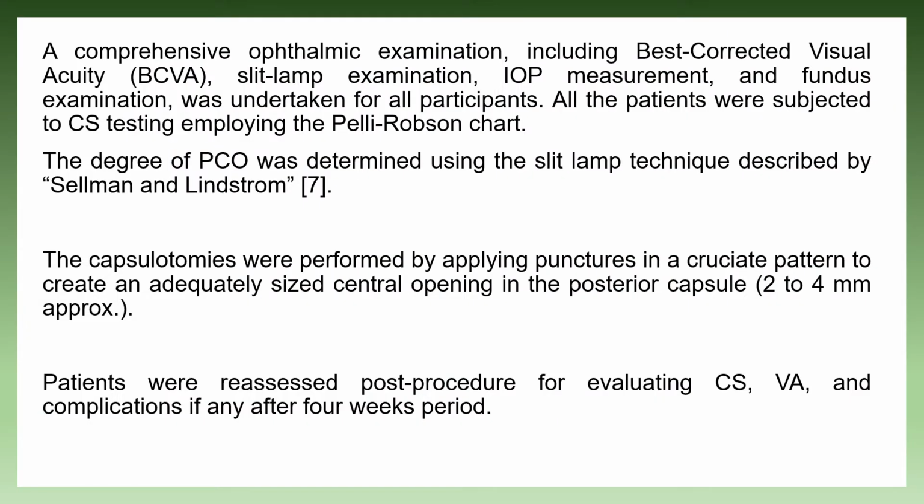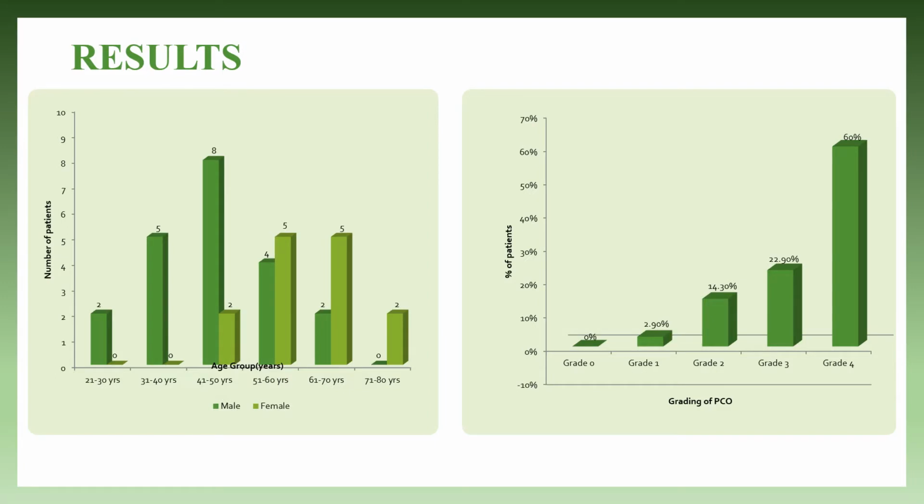A comprehensive ophthalmic examination was carried out for all participants, and all participants were subjected to contrast sensitivity testing using Pelli-Robson chart. The degree of PCO was determined using the slit lamp technique described by Selman and Lindstrom. The capsulotomy is performed by applying punctures in a cruciate pattern to create an adequately sized central opening in the posterior capsule. Patients were reassessed post-procedure for evaluating contrast sensitivity, visual acuity, and any complications after a 4-week period.